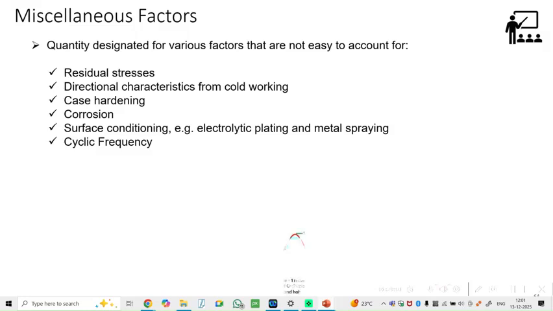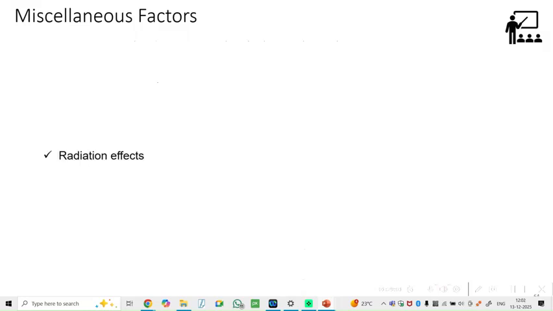Then cycle frequency. There's nothing much to cycle frequency as long as it is high cycle fatigue, but it does matter if it is corrosion fatigue, depending on the time of exposure. So it does affect the frequency, and then the radiation effect, and so on. Now to sum it up, what are the factors?